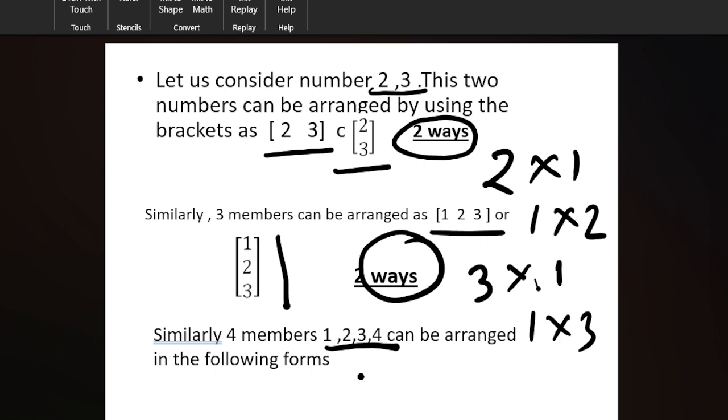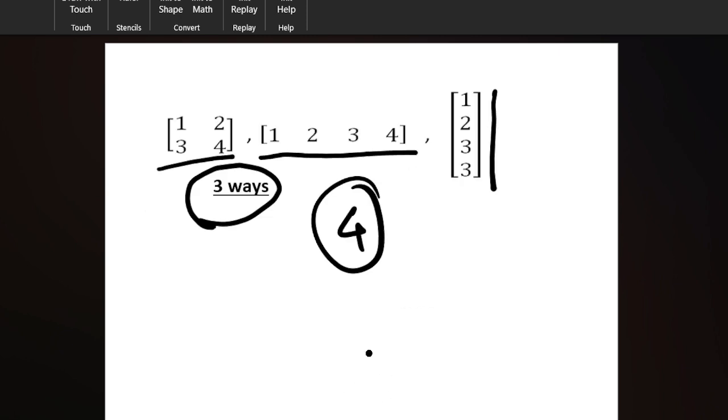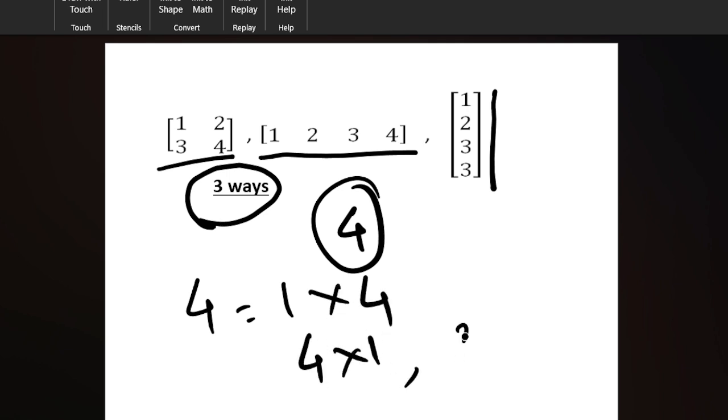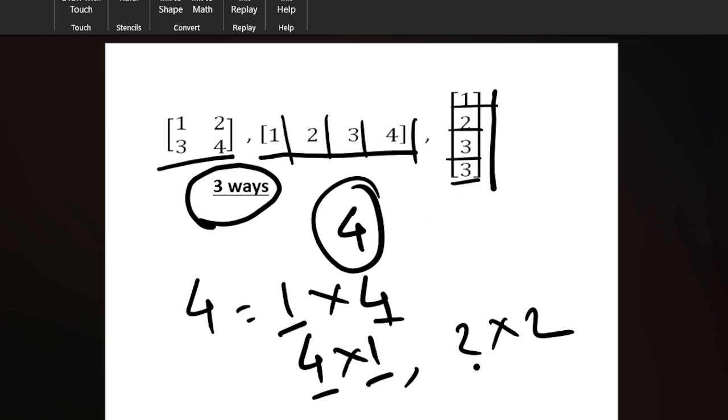Or four numbers, so we can write 1 into 4, 4 into 1, or 2 into 2. Here 1 into 4 means one row and four columns. You see four columns and one row. Similarly, 4 by 1 means four rows, 1, 2, 3, 4, and one column. 2 by 2 means two rows and two columns. So in this way you can write.